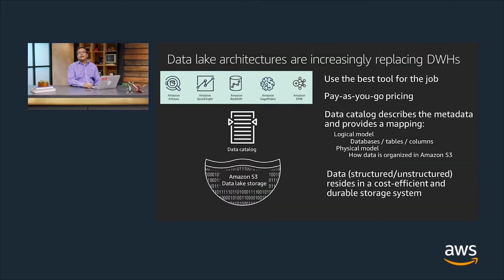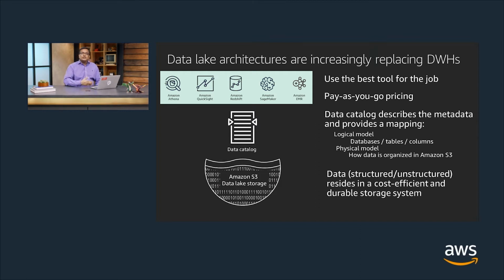As a result, data lake architectures are increasingly replacing data warehouses. In a data lake architecture, all an organization's data, both structured, semi-structured, and unstructured, resides in a cost-efficient and durable storage system. In the Amazon stack, that is Amazon S3. This provides very cost-effective storage for all the data inside your organization. Then, they want to be able to bring the correct tool for the specific job they happen to be working on. So, for example, Amazon Athena if you want to do SQL analytics, SageMaker if you want to build a machine learning model, Redshift and Redshift Spectrum if you want to take data that exists inside your data lake and join it, for example, with data inside your data warehouse.